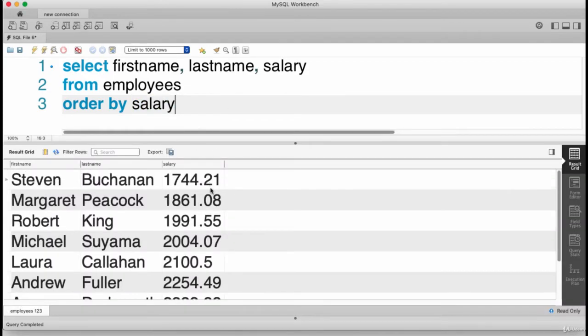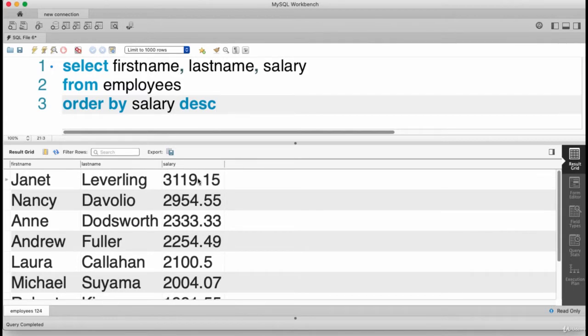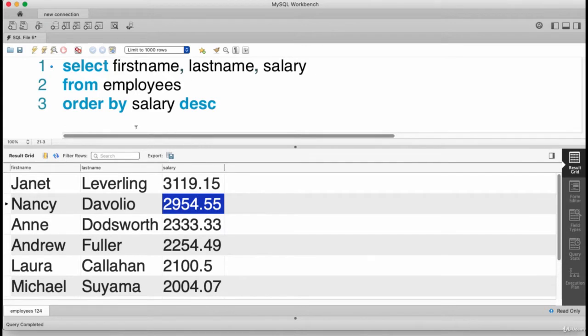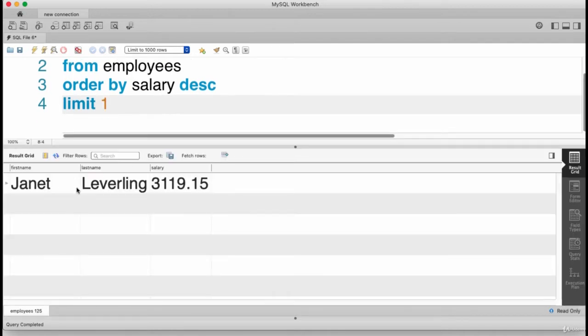With this now, we still don't know yet, because by default order by uses ascending, so we have to say descending. So now we have from here downward. So this is the target, this one. Now we see the target, but how do we get it? If we say limit 1, we have Janet. If we say limit 2, we have Janet and Nancy.